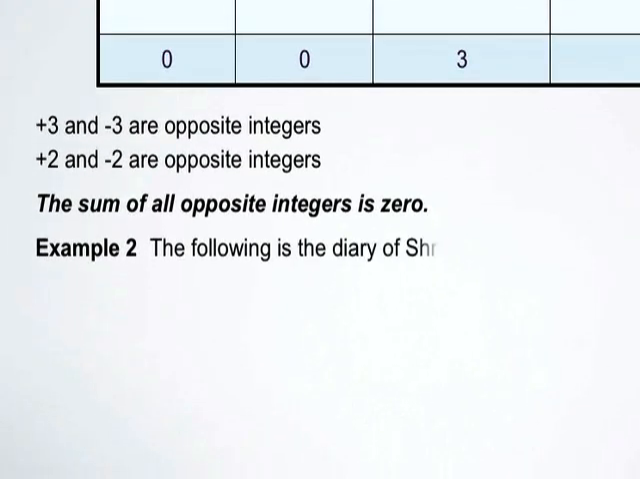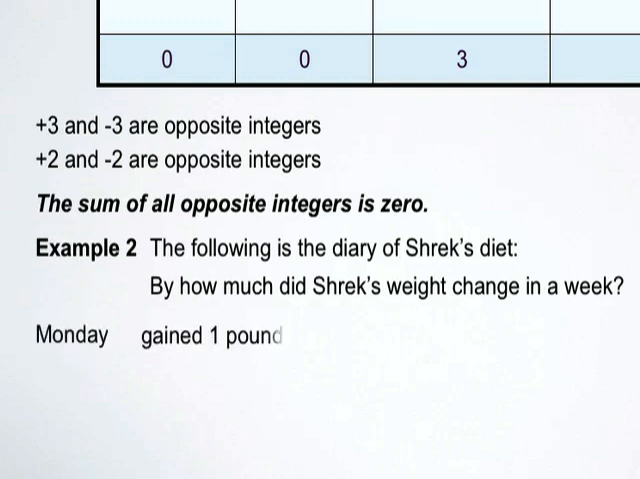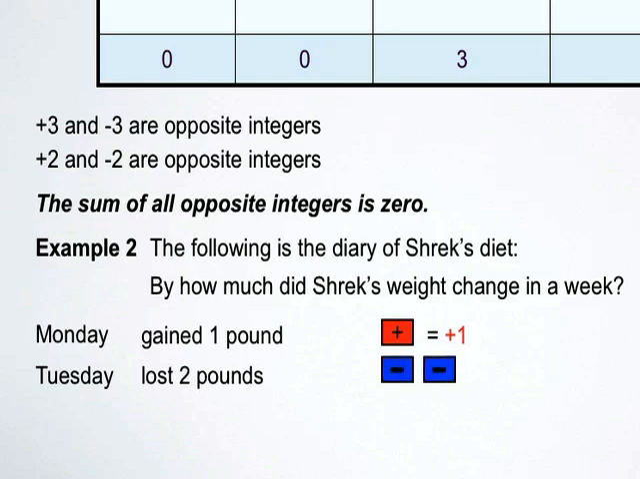Example 2, the following is a diary of Shrek's diet. So by how much did his weight change over the week? On Monday, he recorded that he gained 1 pound. We can represent this with one red tile because it's positive, or the integer positive 1. On Tuesday, he recorded that he lost 2 pounds. We will represent this with 2 blue tiles, or the integer negative 2.